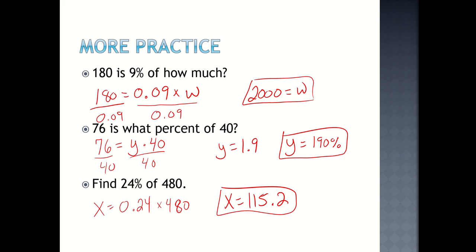Where might you have gone wrong? Well, 9%, remember that's 0.09. You might have made that 0.9, which is 90%, not 9%. So please remember to move that decimal 2 spots. That's a possible spot for error here. Another possible spot for error, remember on the second one, we're trying to find the percent. So yeah, y equals 1.9, but what is that as a percent? You got to move that decimal over 2 spots, you get 190%. Last one was pretty straightforward.